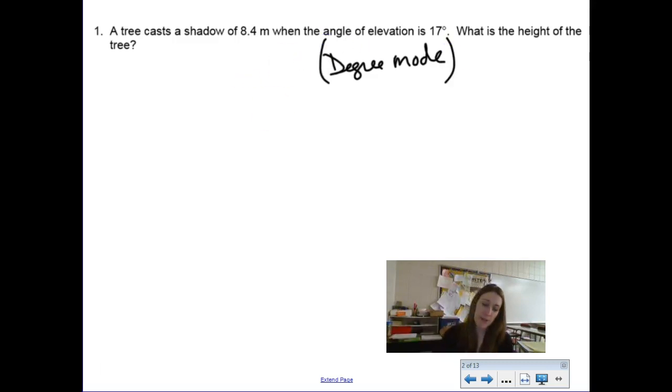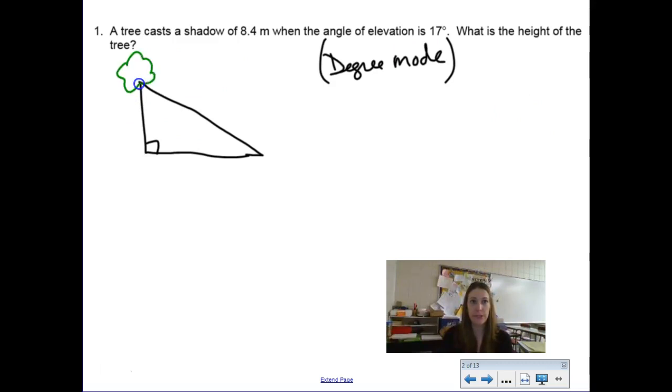And on these applications, I'm going to be asking you to label the diagram correctly, set up your trig ratio, and solve it. So, tree, there's a tree, and it casts a shadow. One issue we had on the last test, some of you forgot where shadows are located. They are on the ground. So here's our tree. Yep, that's a tree. And then our shadow is 8.4 meters on the ground. And it says the angle of elevation is 17 degrees.